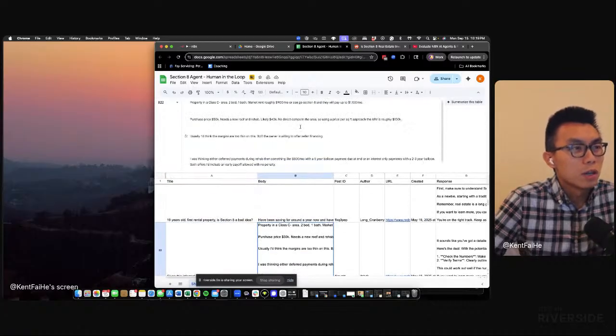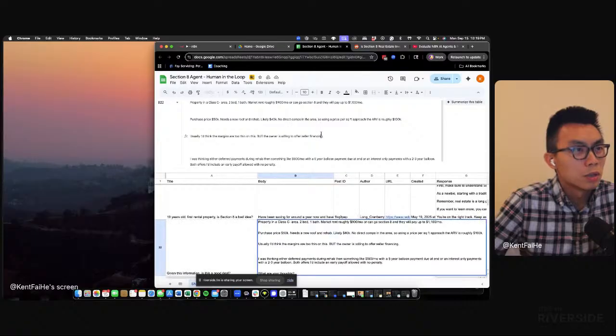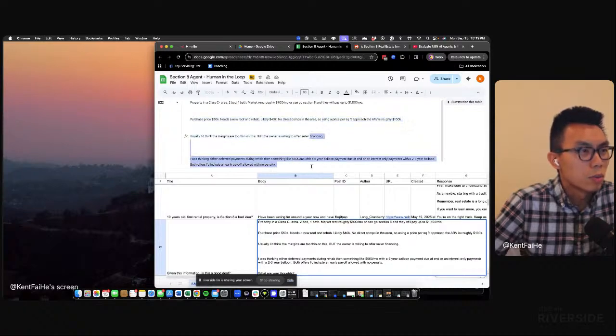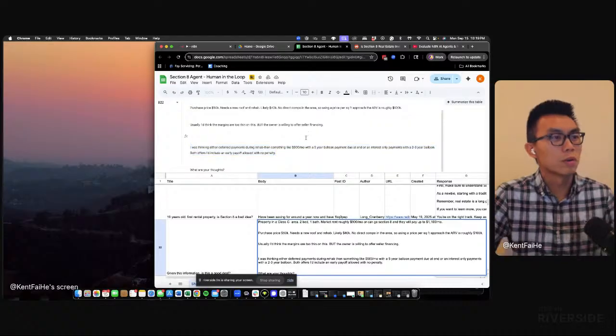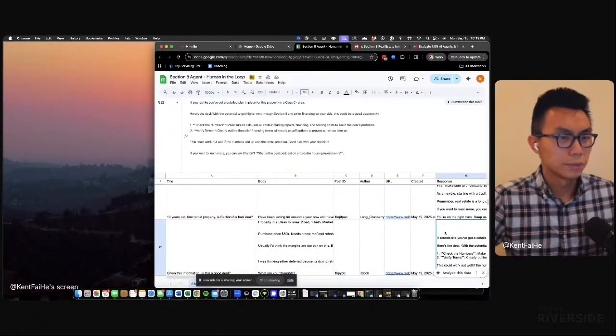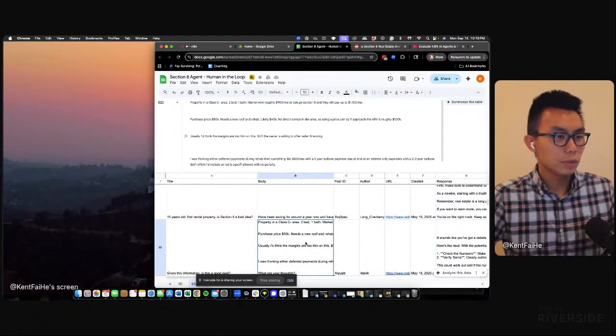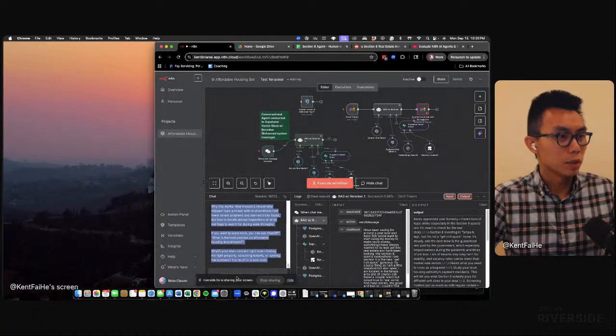Purchase price 50 grand. I need a new roof and rehab, 40 grand. Market rent roughly $1,100 a month. Another comp in the area, using a price per square foot approach, is roughly 100 grand. Using the margin of business, but it won't offer someone financing. I was thinking either deferred payments during rehab, like $500 a month, and so on. Wow, I can't believe these people are thinking like that.